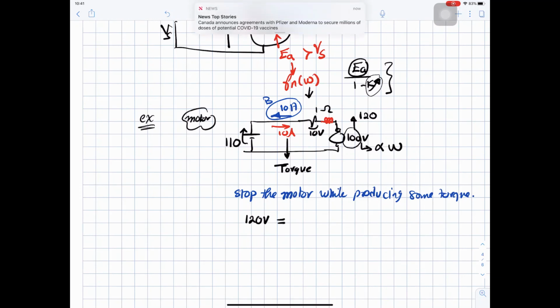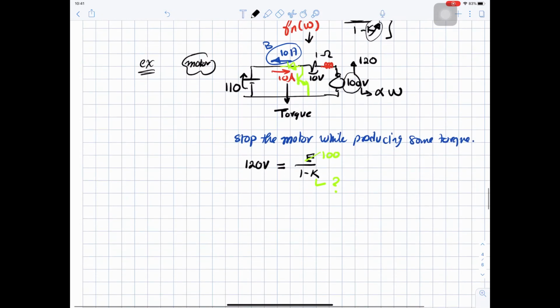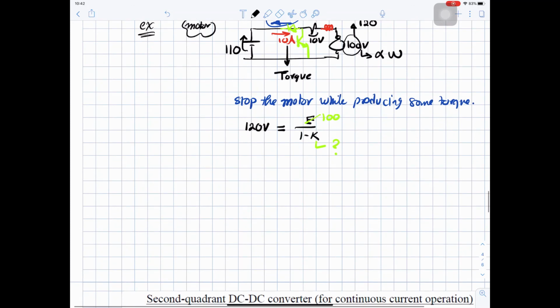So this 120 volt equals E divided by 1 minus K, and to be able to do this braking, we need to add our boost converter. And this E is 100, so we can calculate what the value of K is, to stop this motor doing regenerative braking with constant current. But as we mentioned before, the speed is changing. So how can we do this in real life?